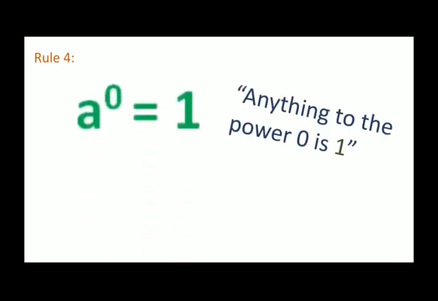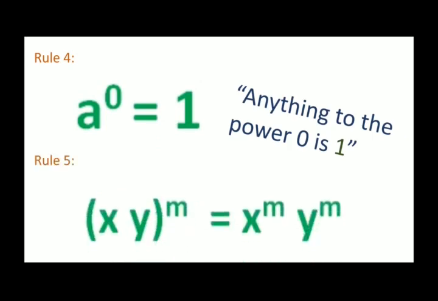And your fourth rule, the most important rule, is a power 0 is equal to 1, which means anything to the power 0 is 1. Your fifth rule is xy the whole power m is equal to x power m into y power m. In this case, you just have to separate their powers.